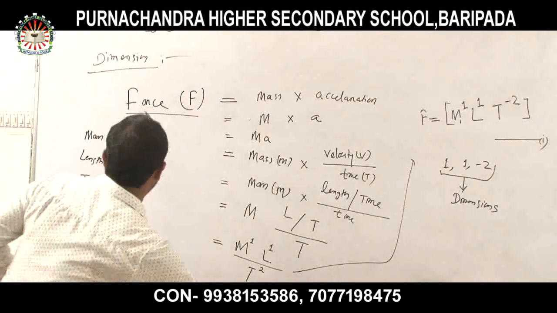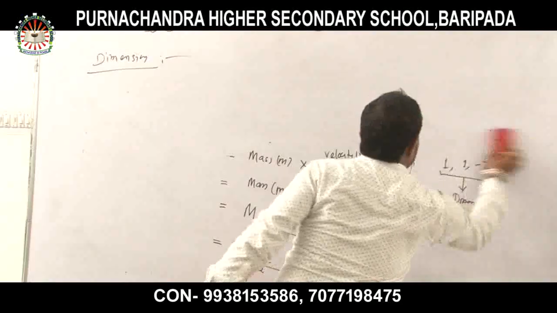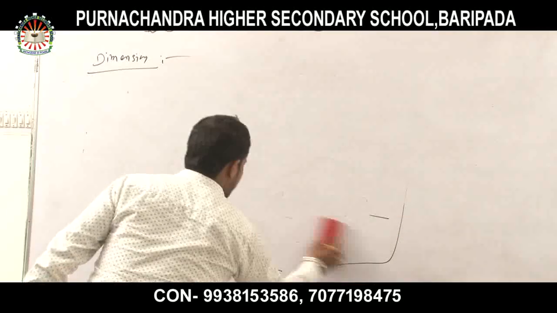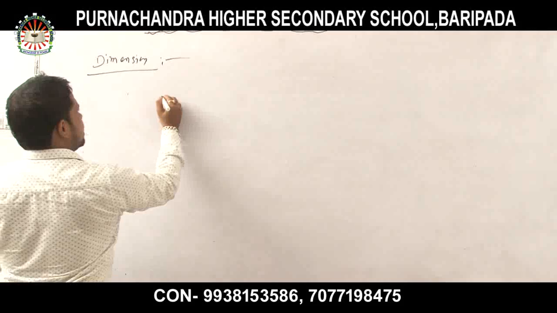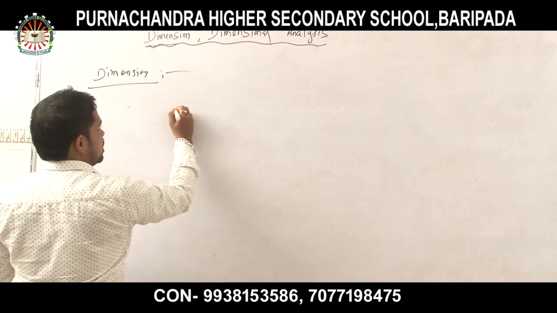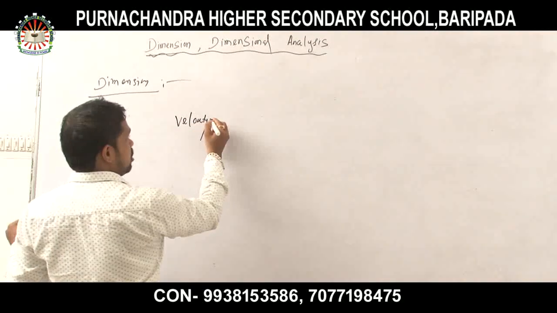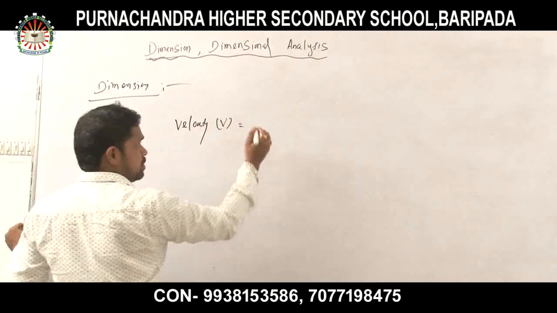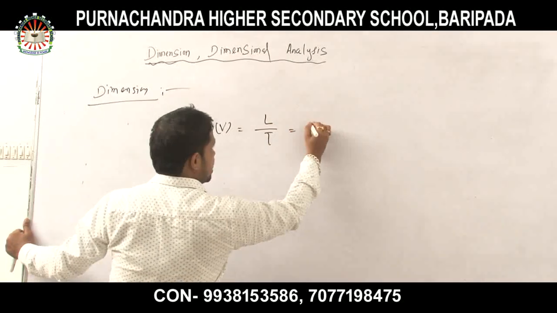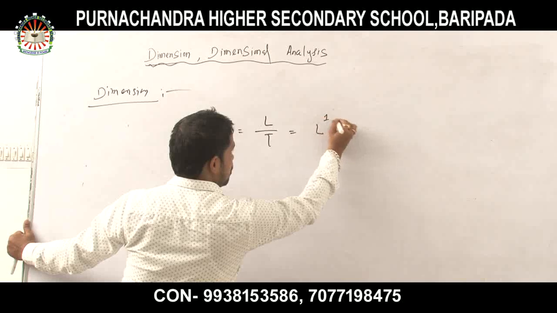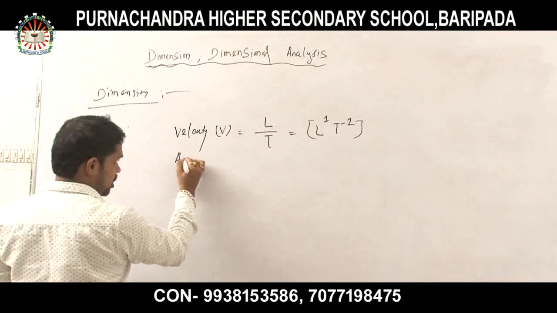Let me mention some of these. First of all, that is your velocity v. So v is nothing but length divided by time. That's why I retain here L to the power 1, T to the power minus 1. This is the formula. These are the fundamental ones.